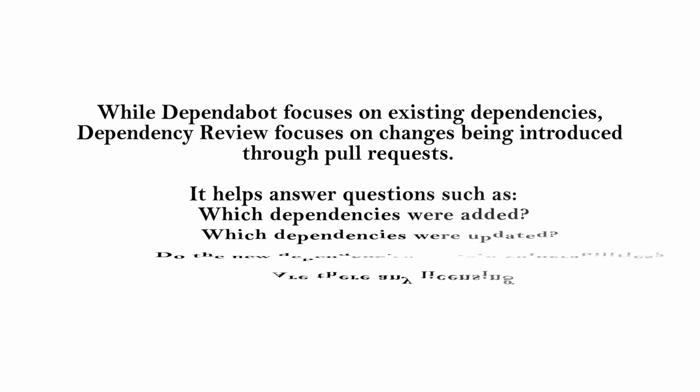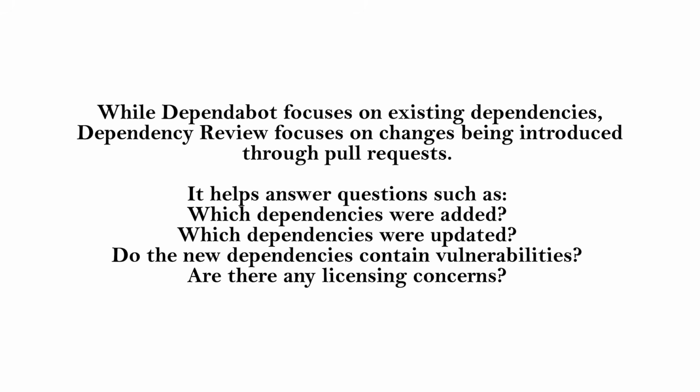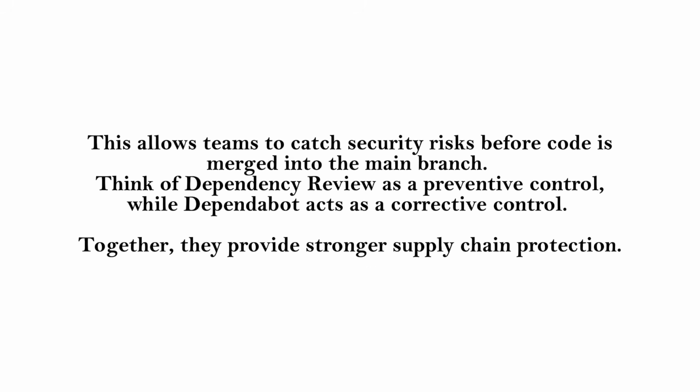Dependency review. Now let's look at dependency review. While Dependabot focuses on existing dependencies, dependency review focuses on changes being introduced through pull requests. It helps answer questions such as, which dependencies were added? Which dependencies were updated? Do the new dependencies contain vulnerabilities? Are there any licensing concerns? This allows teams to catch security risks before code is merged into the main branch. Think of dependency review as a preventive control, while Dependabot acts as a corrective control. Together, they provide stronger supply chain protection.